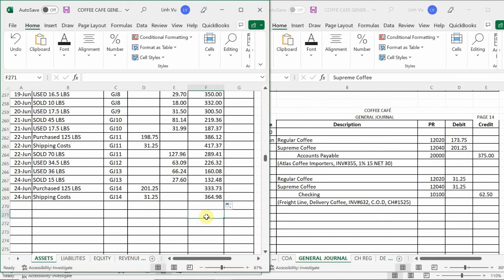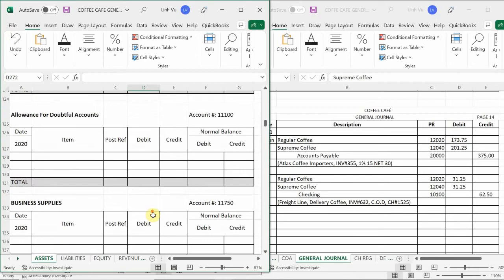Okay, so we had 333.73, and then with the 31 is 364.98. Perfect. Okay. I'm going to go ahead and just do the checking now so we don't forget that.